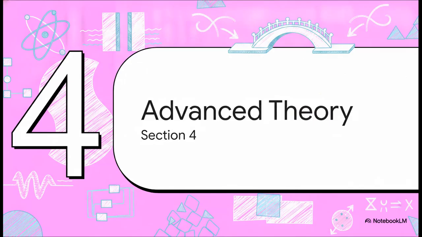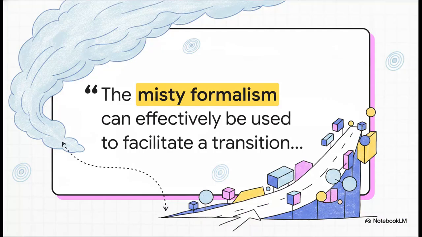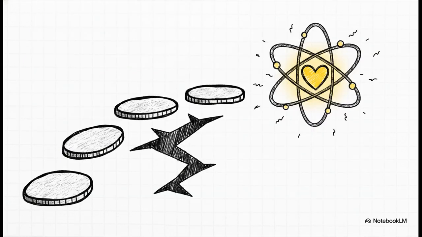All right, Section 4, Bridging to Advanced Theory. Dan Adrian German is very clear in his paper about his ultimate goal here. He notes, and I quote, "The MISTY formalism can effectively be used to facilitate a transition to the full, conventional quantum mathematical apparatus." So he isn't advocating that we throw out conventional quantum mechanics. Rather, he's arguing that MISTY states are the ultimate on-ramp to get there. It essentially acts as a perfect stepping stone to the heart of non-trivial quantum theory.